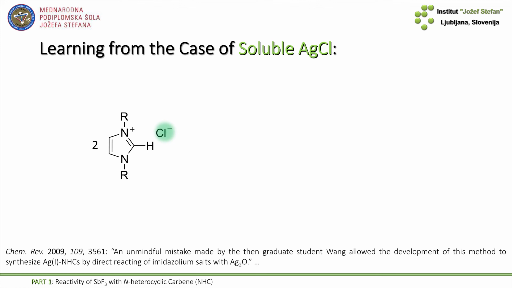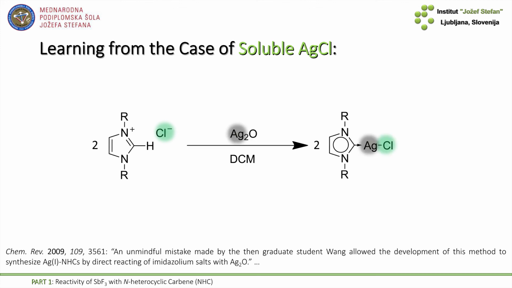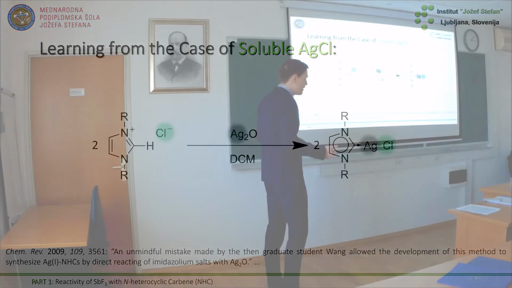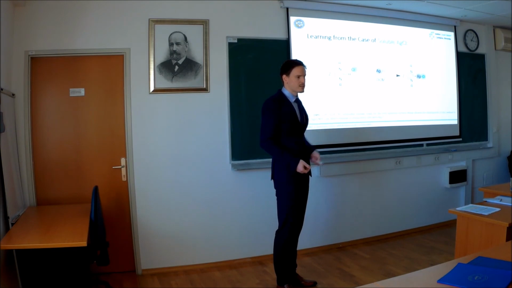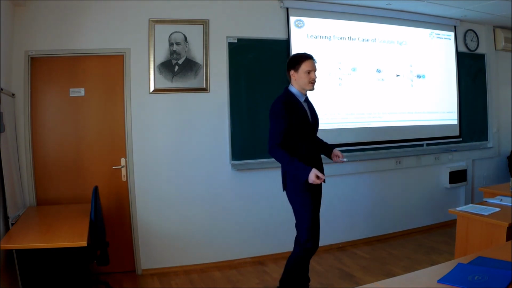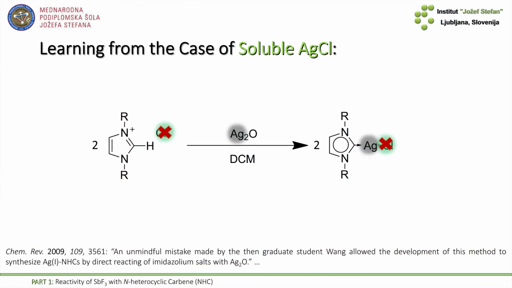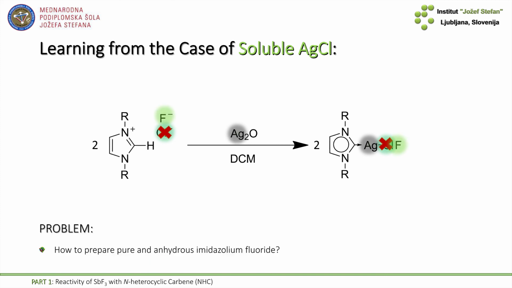When I was doing the research, I stumbled upon this reaction. You can take two imidazolium chlorides, react them with silver oxide, and with the elimination of water, you get soluble silver chloride. Now, a PhD student, when he writes this equation down on paper, can easily solve the problem. You cross out chlorides, replace them with fluorides, and there you go. But the real problem was how to prepare pure and anhydrous imidazolium fluoride.